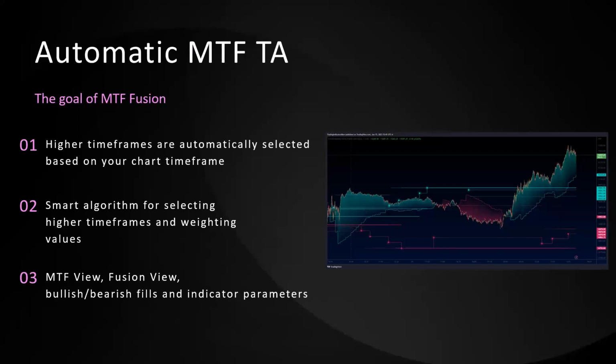And we also have a smart algorithm for selecting the higher time frames, and for weighting the values so that they're adjusted in a way, when fused together, that hopefully makes a lot of sense for the chart time frame you're on. All of these indicators have several features that I'm going to demonstrate. MTF View, which lets you see the indicator values from different higher time frames, the ones that were selected automatically based on your chart. Fusion View, which lets you just see the fused results. Custom color themes, and bullish and bearish fills to highlight breakaways, breakdowns, breakouts, or trends, and any indicator parameters that are relevant for that exact indicator.